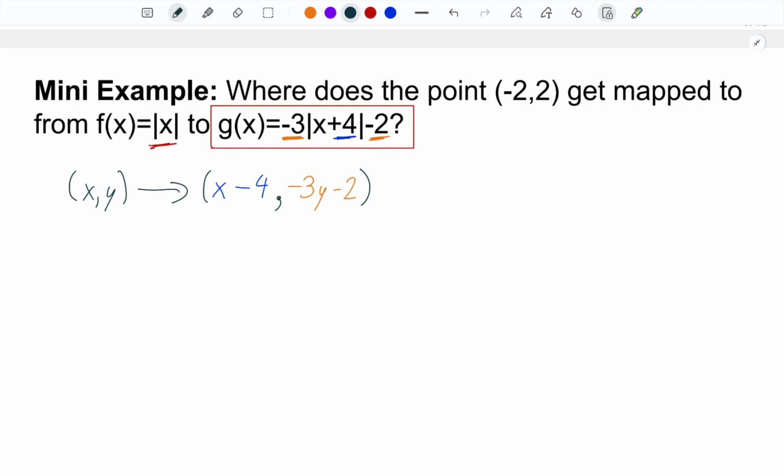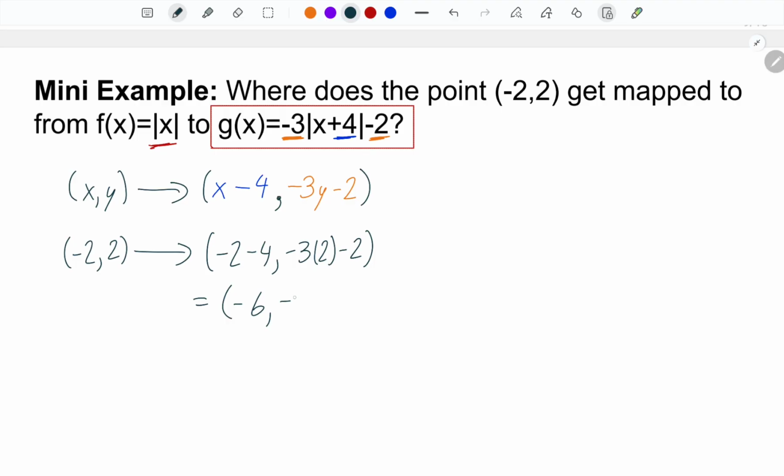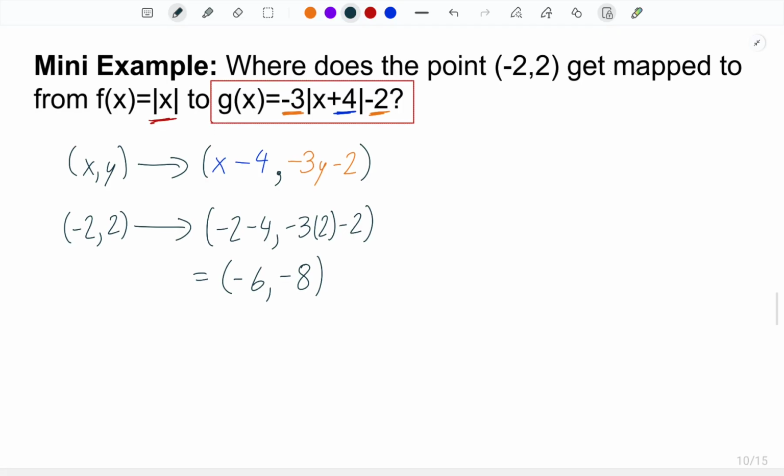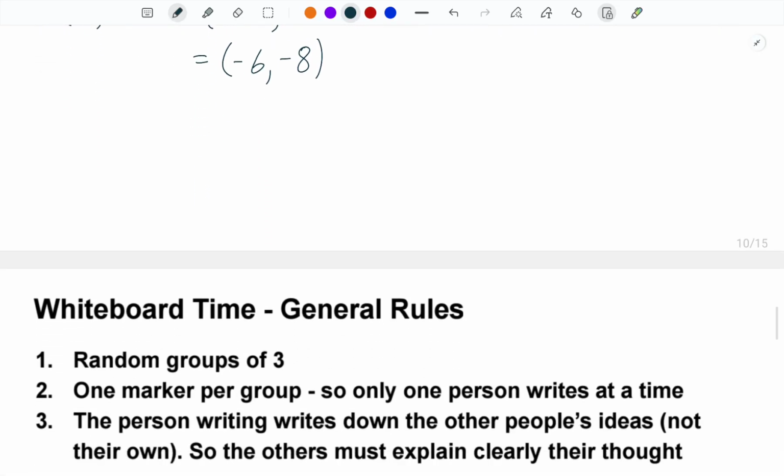So now we can see, well, what happens to the point negative 2, 2? Well, it's just going to go to, and just plug it in, negative 2 minus 4, negative 3 times 2 minus 2. And we will see that that is negative 6, and negative 6 minus 2 is negative 8. And that is the new point. So that's how we can make use of mapping notation. Hopefully this is familiar and just a reminder of what you would have gone through previously, but it may have been a while.